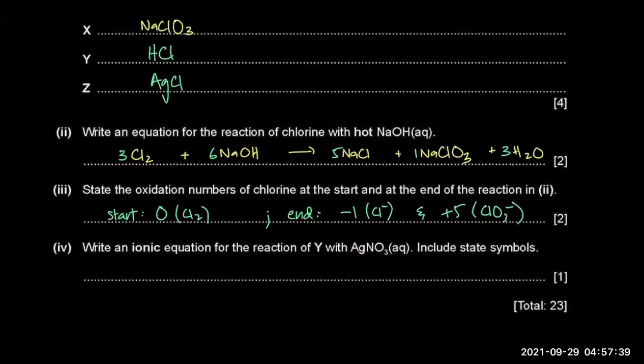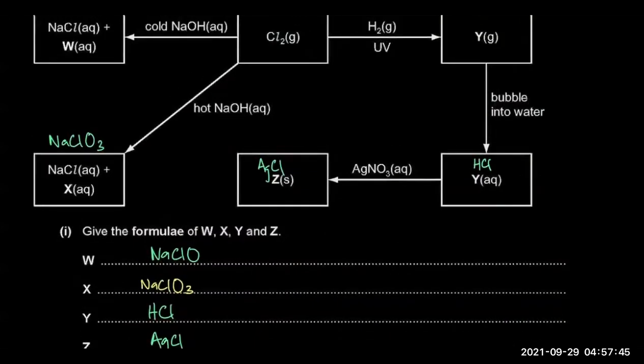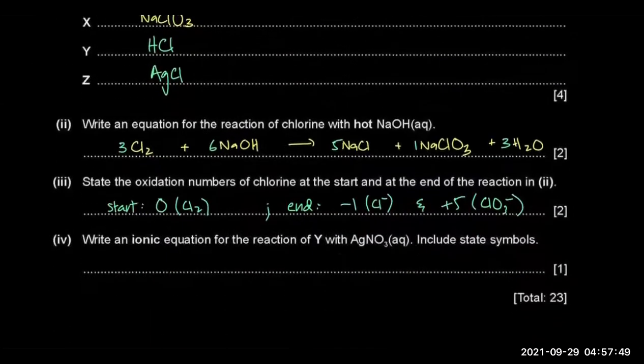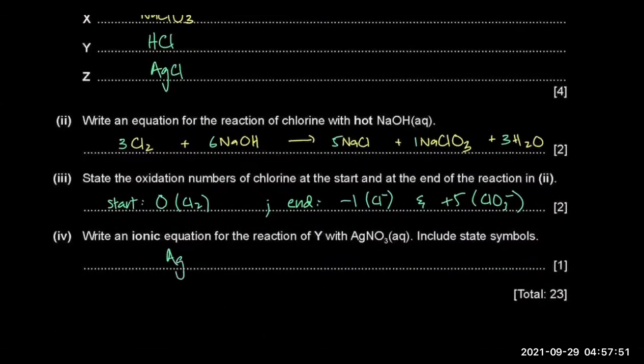Write an ionic equation for the reaction of Y with AgNO3. In the ionic equation, nitrate and H plus ions remain the same, right? Nothing is happening to nitrate and H plus ions. They're in solution. So only what's precipitating out, which is silver and Ag plus aqueous plus Cl minus aqueous form AgCl solid.